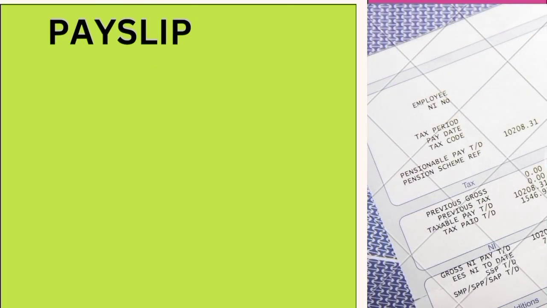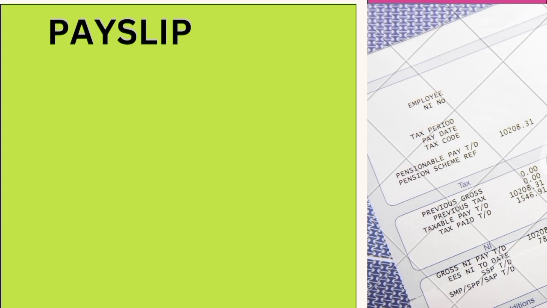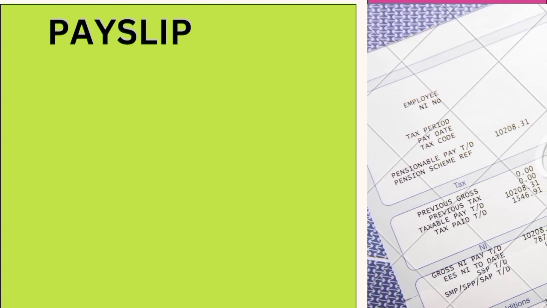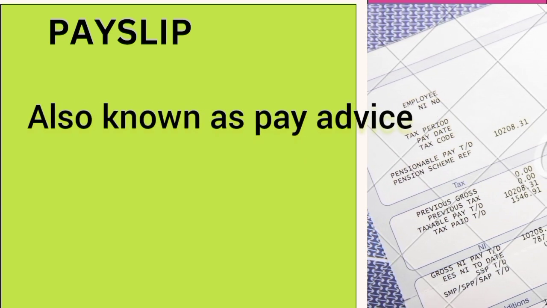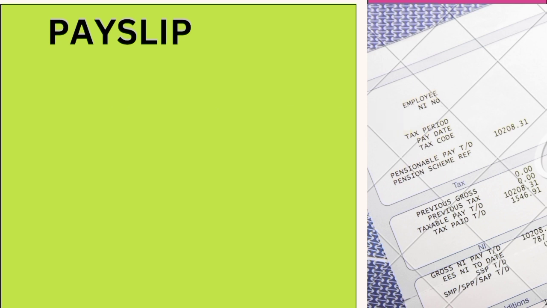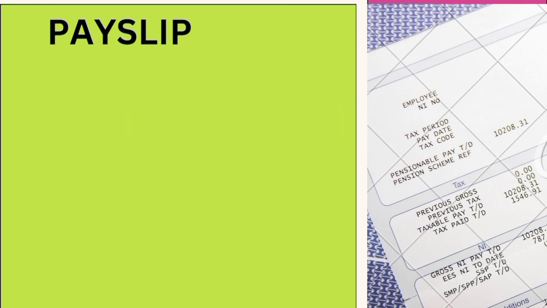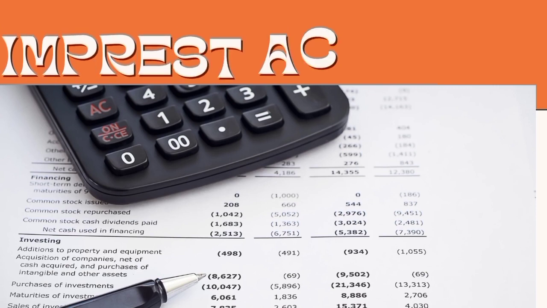All right, let's look at what a pay slip is. A pay slip is also known as pay advice. It is a document which shows detailed information about a particular employee's wage or salary. A pay slip is usually a small piece of paper which must be given to each employee who has been paid. All right? That is what pay slips stand for workers in an organization.